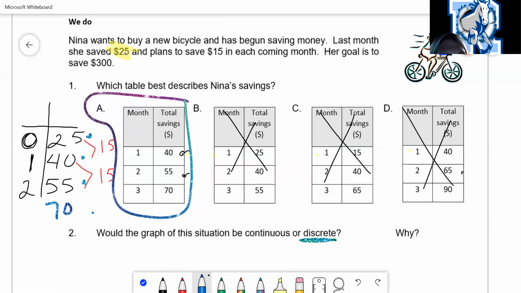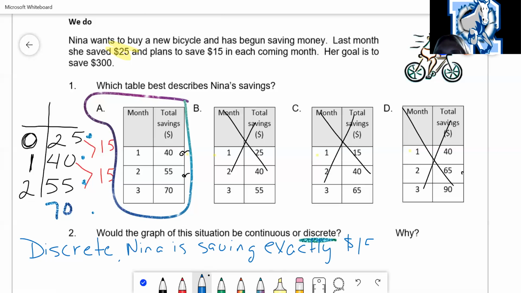Let's see if I can write this here. Discrete, because Nina is saving exactly $15 a month. It will only increase by $15.